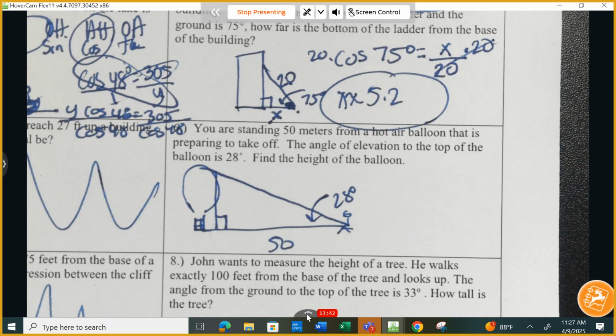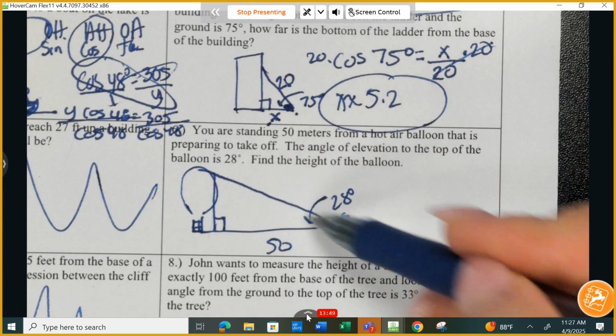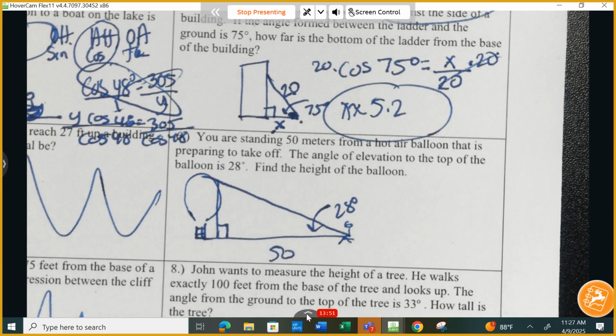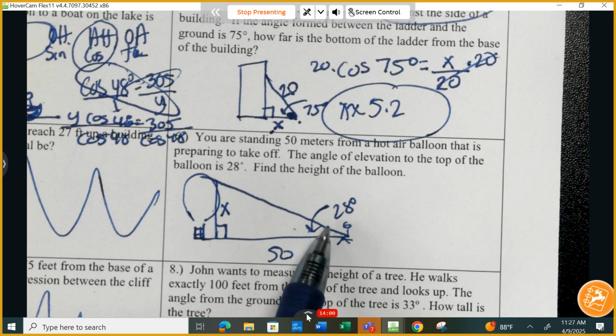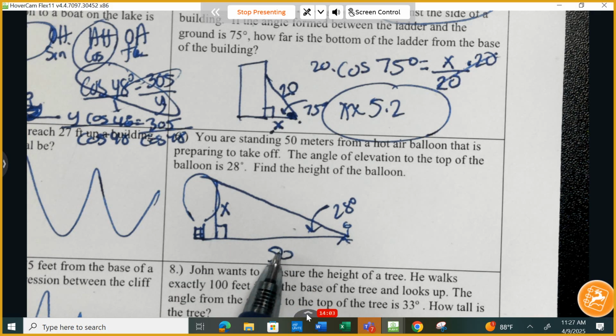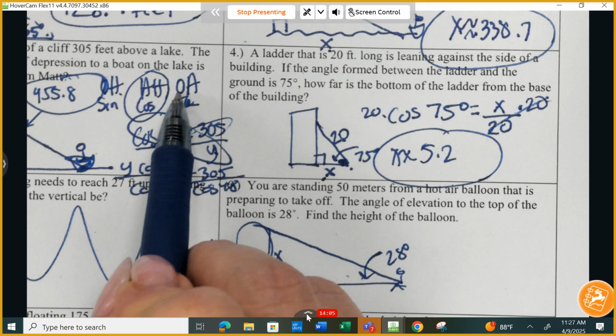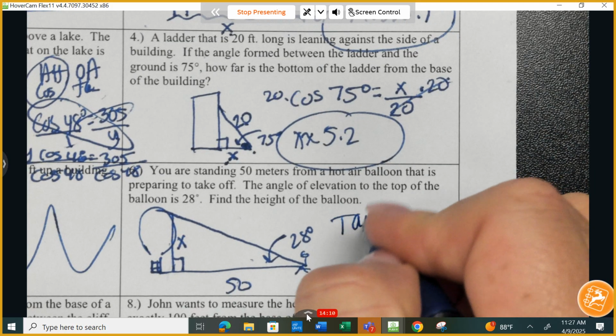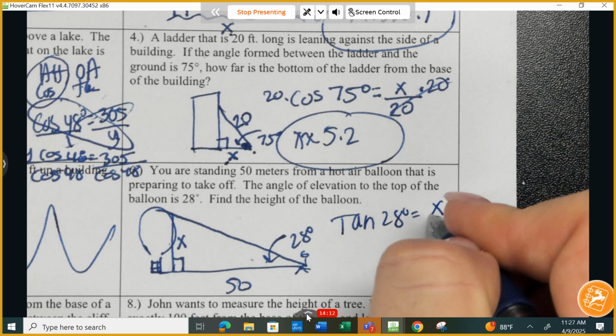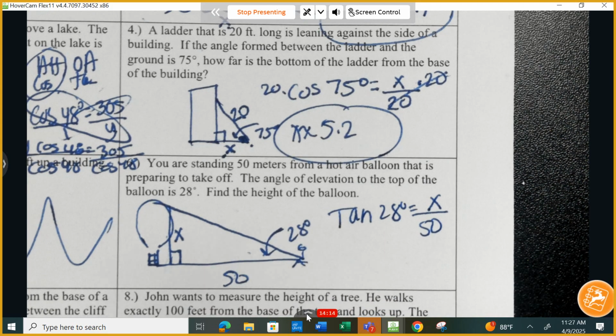The height of the balloon. When I find your height and you stand against the wall, do I measure straight up and down, or do I measure diagonal? Straight up and down, so put an X right here. Now, from this angle, this is considered opposite, and this is considered adjacent. Opposite and adjacent are associated with tangent functions. Tangent of 28 degrees equals opposite over adjacent.